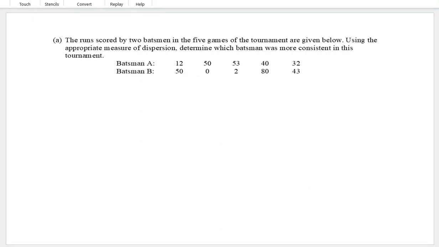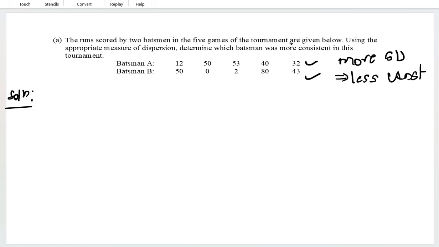We now move to solve the following problem. Runs scored by batsmen in 5 games in a tournament are given below. Using an appropriate measure of dispersion, determine which batsman is more consistent in the tournament. So the solution is simple. We basically will find out the standard deviation of batsman A and the standard deviation of batsman B. Whichever batsman has more standard deviation will be less consistent. So more SD implies less consistent. But we are told to select a batsman who is more consistent. That means the SD has to be less. We have to select a batsman which has got less SD.